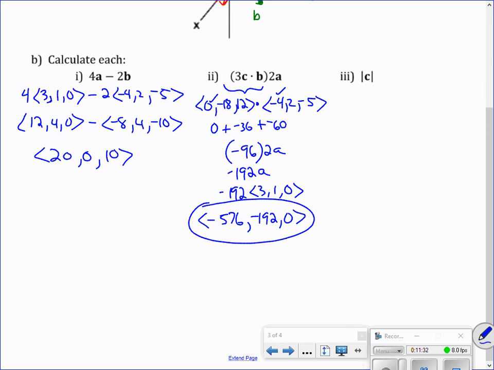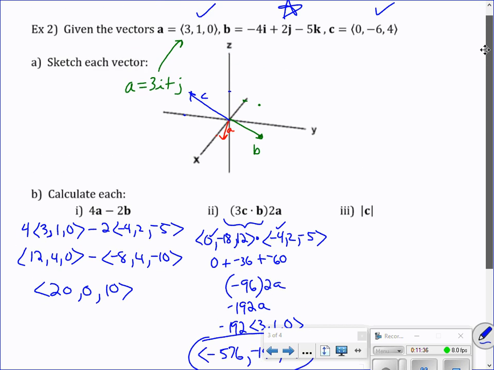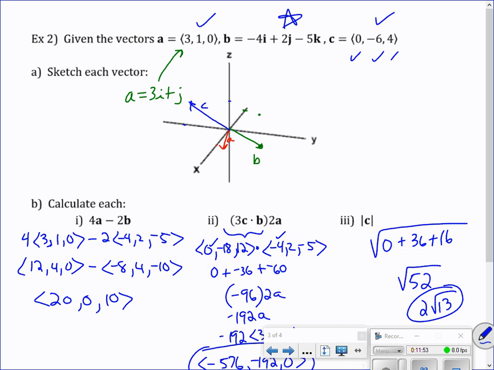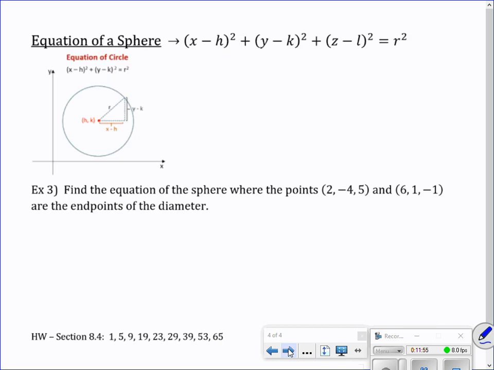All right, so for the third thing here, I have what's written as the magnitude of c. So the magnitude of c, I just got to do the square root. It's already in component form, so I just got to square those things. So 0 plus 36 plus 16. So that is the square root of 52. 52 is 4 times 13, so that'll be 2 radical 13. Final answer.